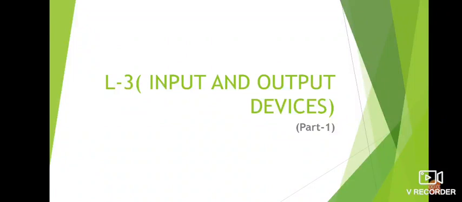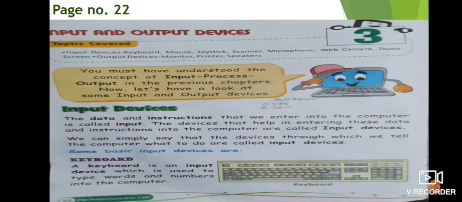Class 2, let's start our new chapter, lesson number 3, that is input and output devices. This is part 1 for this chapter. It's on page number 22. First, input devices. So let's read it. Open page number 22.